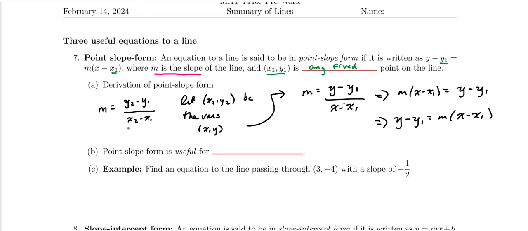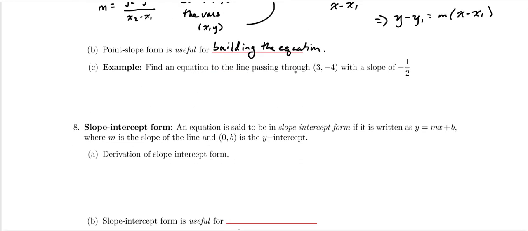And it's important to know that of all the different forms, generally, point-slope form is the most useful for building the equation. Let me convince you of that. In this example here, we're asked to find an equation to the line passing through the ordered pair 3, negative 4 with a slope of negative 1/2. So this would be y minus a negative 4 is equal to minus 1/2 times x minus 3, where 3 is playing the role of x1 in our formula, negative 4 is playing the role of y1, and negative 1/2 is being played by m.